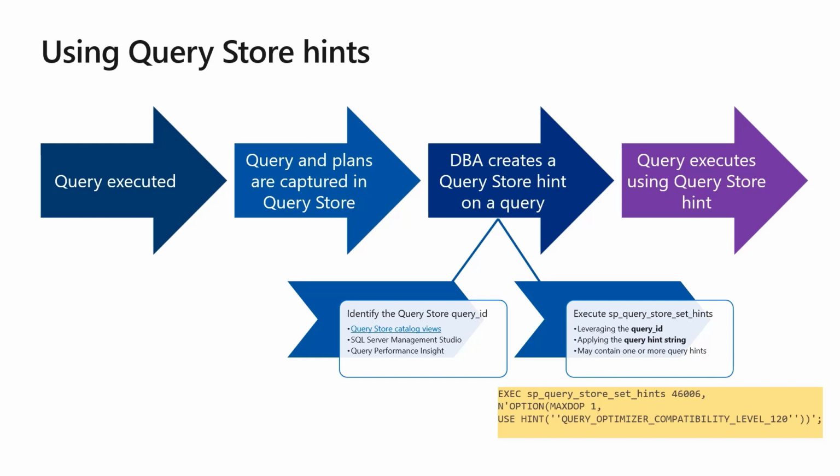Once a query has been identified, they will use sp_query_store_set_hints with the query ID and the query hint string that the database administrator wishes to apply to the query. This string can contain one or more query hints, as can be seen in the example. Again, Query Store hints override hard-coded statement level hints and existing plan guide hints.